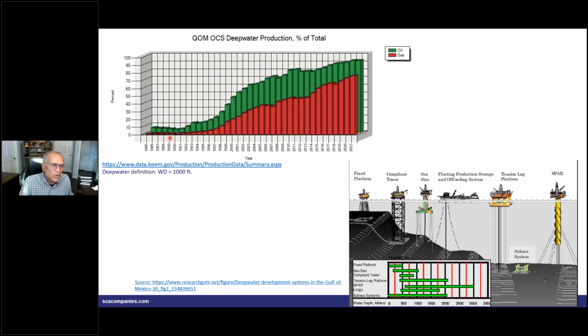Here the deep water, for the purpose of this graphic, is defined as water depth more than 1,000 feet, or roughly about 300 meters or so. And what we are seeing is that over the years, beginning 2000 or so, deep water production is consistently increasing. It was roughly about half in 2000, 2001, and now it is approaching more than 90%.